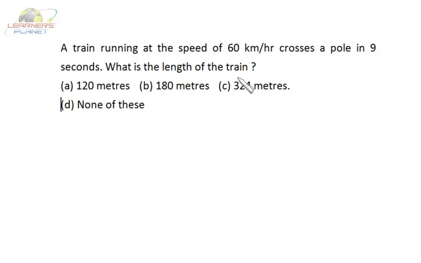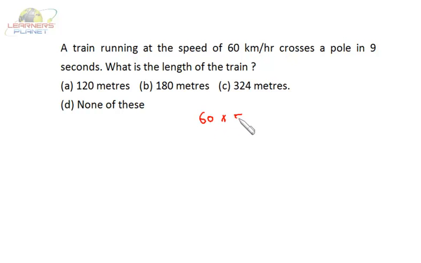What is the length of the train? The length of the train will be the same as the distance covered when this train crosses this pole with the speed of 60 km per hour in 9 seconds. So we have to calculate the distance in this case, and the distance will be nothing but the length of the train. So first of all, let's convert the 60 km per hour to meter per second.